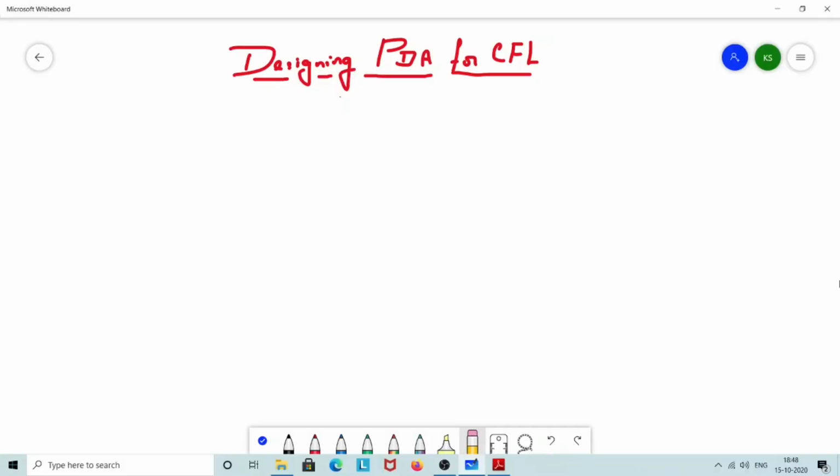Welcome everyone to a session on automata theory and computability. In this session, let us learn how to design a PDA for the given context-free languages.